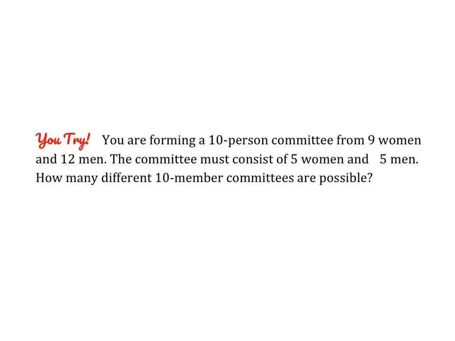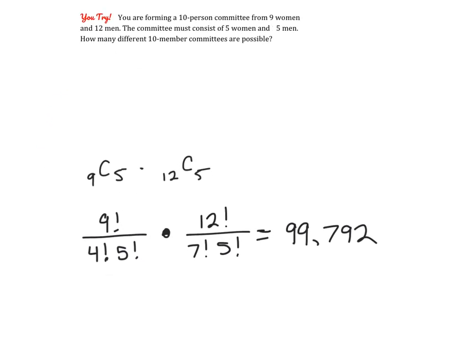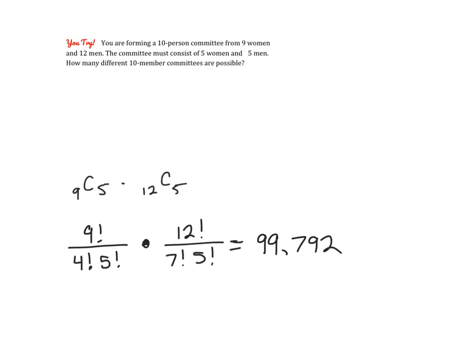Okay, last problem. Go ahead and pause the video and give this one a try. Okay, so here we want to figure out the number of combinations for women and then the number of combinations for men. So we find them separately and multiply those two values together, and then you should end up with 99,792.